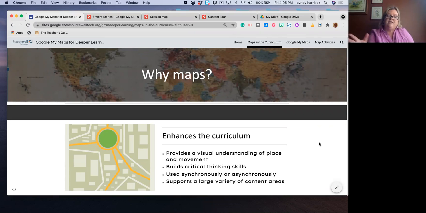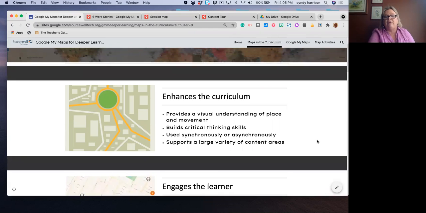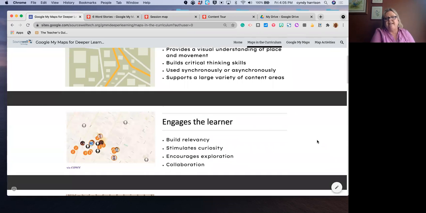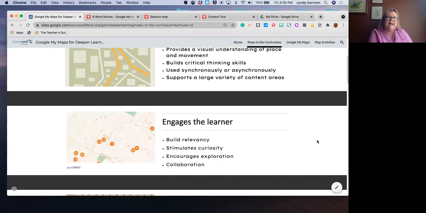And so in designing your curriculum, you can use them. Like I said, it just allows such flexibility in how you want to do that. And it really does support a large variety of content areas involved. My other thing too is it really does engage the learner. It kind of builds that relevancy, like where is that event happening?